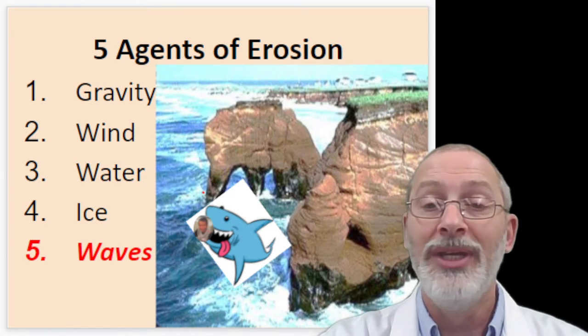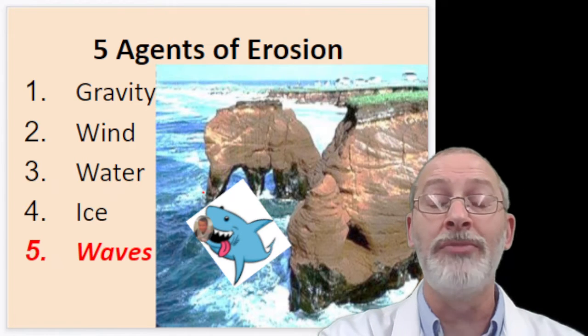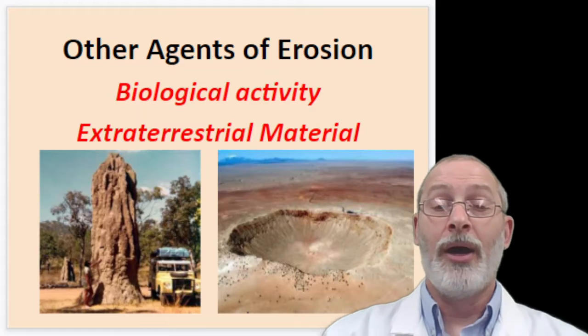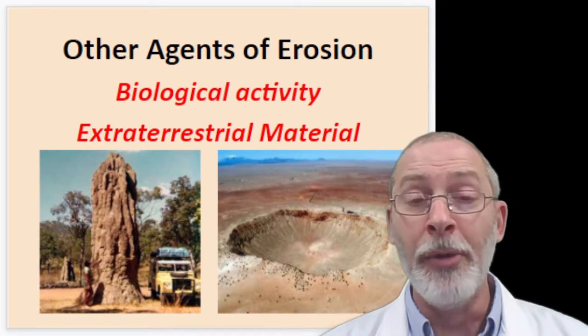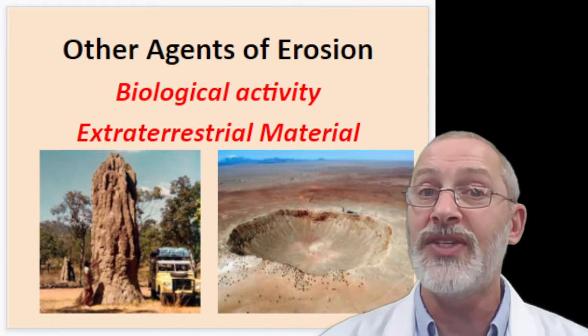So there we have it, the 5 agents of erosion, but let's now unpack them a little bit more in detail. But before we do, I almost forgot, there are some other agents of erosion that are less common.